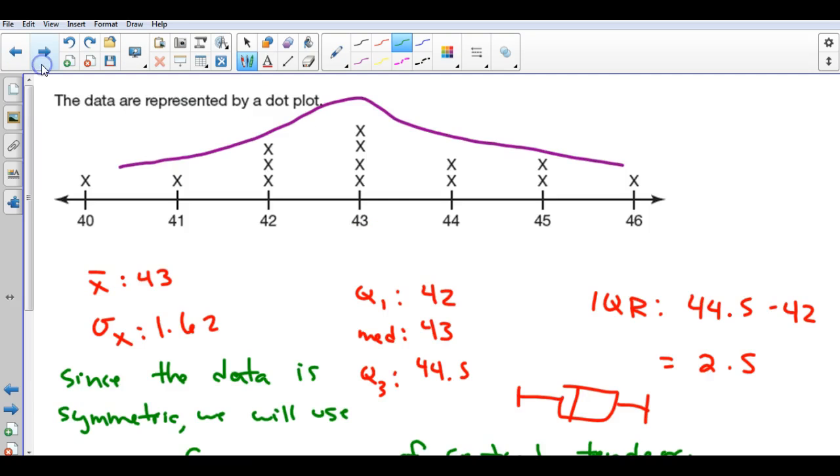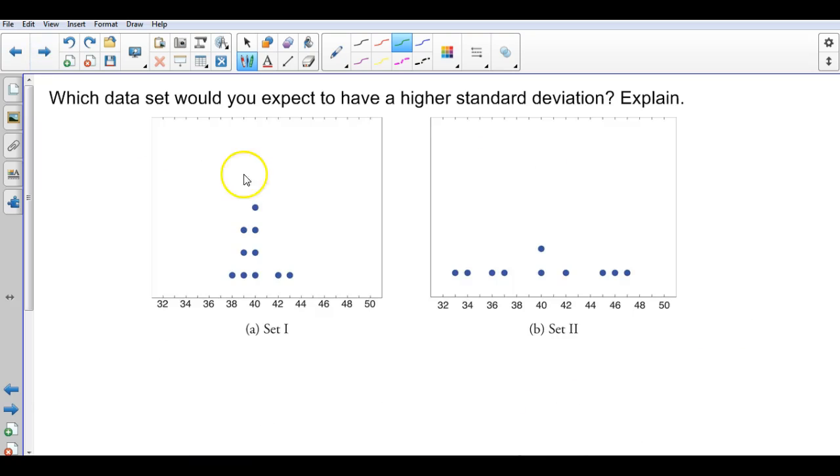So last problem then, we're going to take a look at which data set we would expect to have a higher standard deviation based off of just looking at these two data sets. As you can see in this first one here, I have a big peak in the middle. My data is clustered together. So I'm going to write that here. It is clustered. You have a peak in the middle, which could be where your mean or your median would lie. On the other problem, though, you have this small peak in the middle, but notice that your data is more spread out.